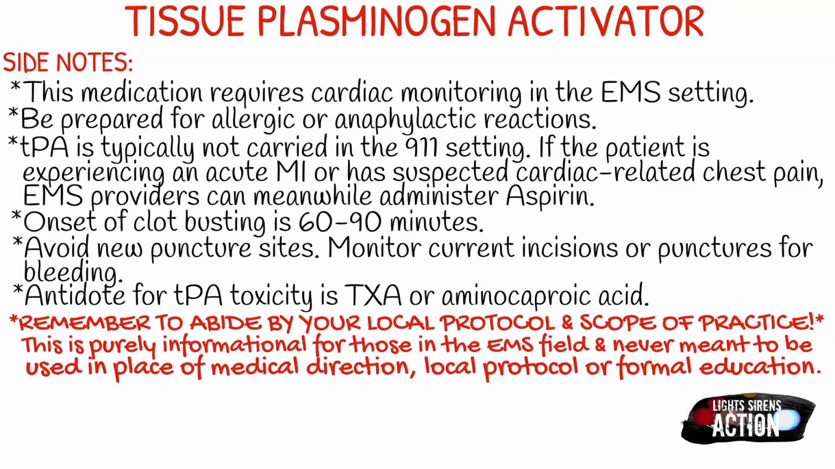TPA is typically not carried in the 911 EMS setting at all, so if your patient is experiencing an acute MI or has suspected cardiac chest pain, EMS providers can meanwhile administer aspirin. The onset of clot busting is 60 to 90 minutes, and you have to be so careful with the packaging and moving of this patient. Avoid new puncture sites with these patients and monitor current incisions and punctures. The antidote for TPA is going to be TXA or aminocaproic acid.